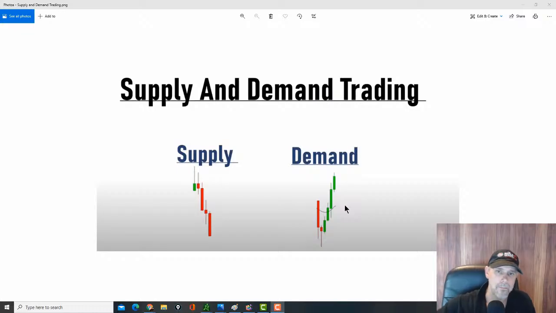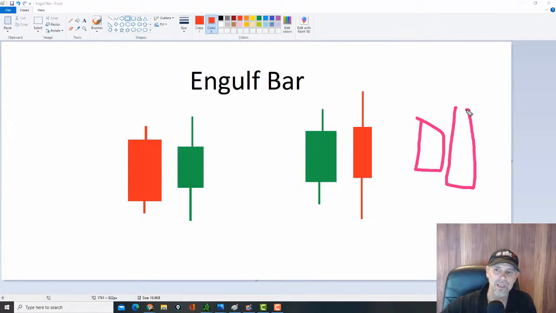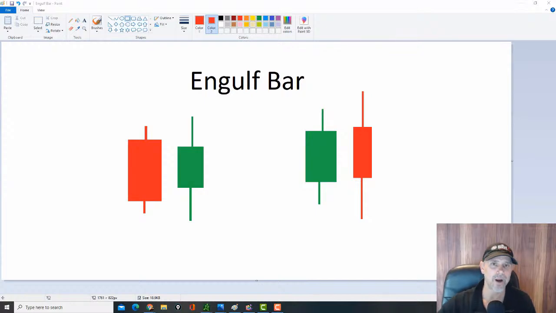So 4 big candles. The setup is the engulf bar. Now, you've probably heard of the engulfing candle, but this is the engulf bar. One of the things about an engulfing candle is when you have a candle and the other candle engulfs the entire candle, it's an engulfing candle. But this is the engulf bar. And again, we're going to tie it in to supply and demand. So stick with me for a minute.